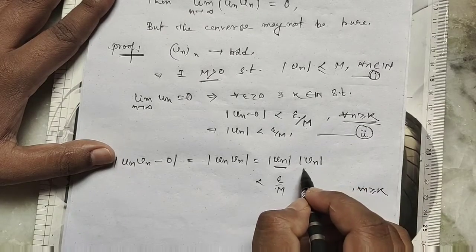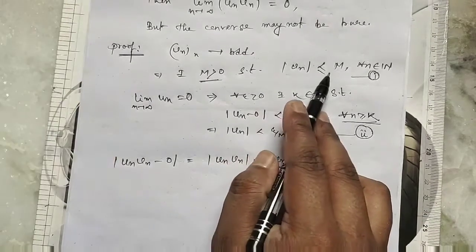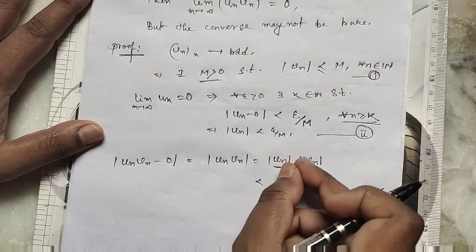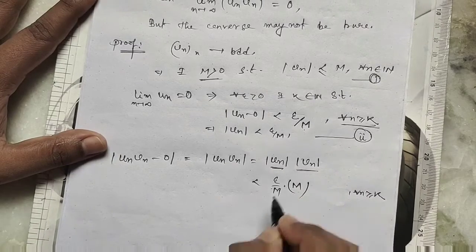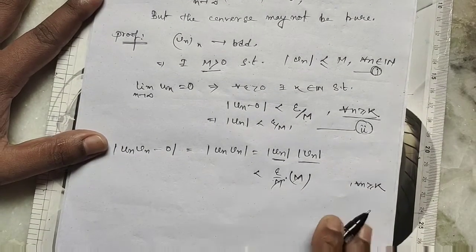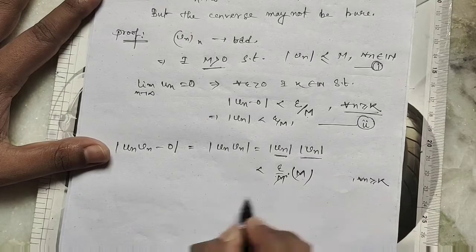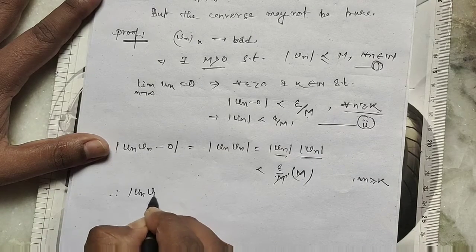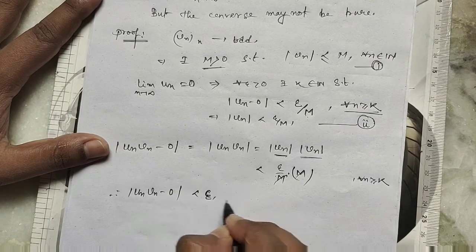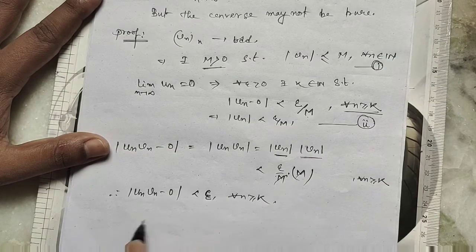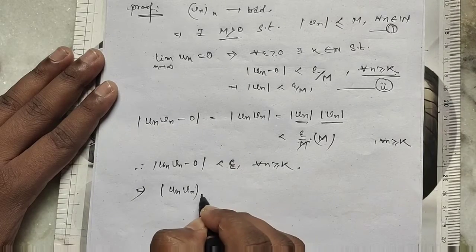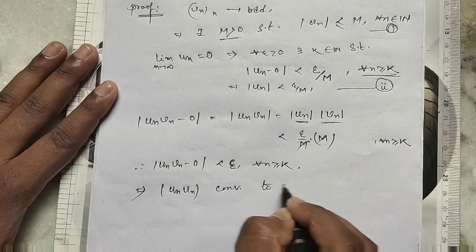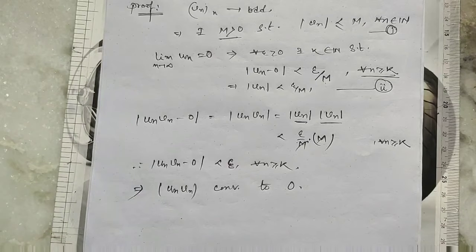And mod vn is less than or equal to m. So this is less than and this is less than or equal to, so ultimately less than, m. So cancel out m, this is less than epsilon. Therefore mod of un vn minus 0 is less than epsilon for all n greater than or equal to k. So by the definition of a limit of a sequence, this sequence un vn converges to 0. Clear?